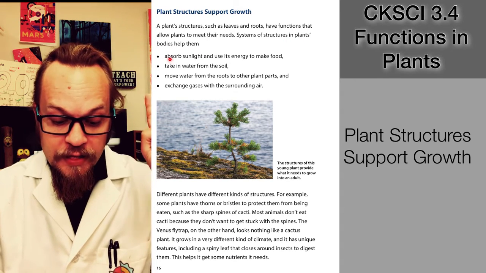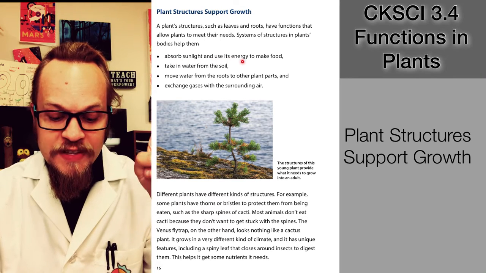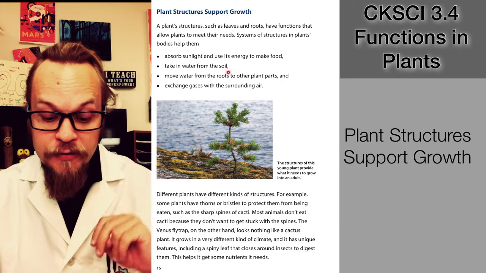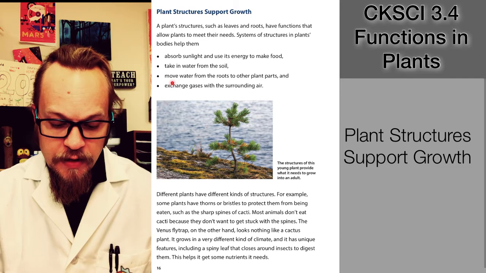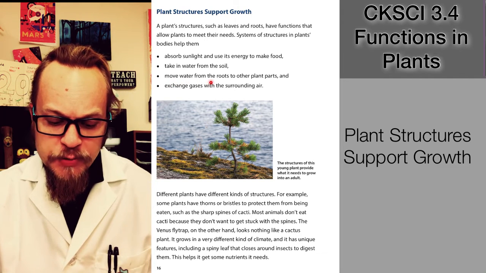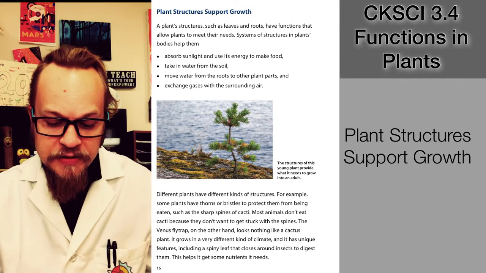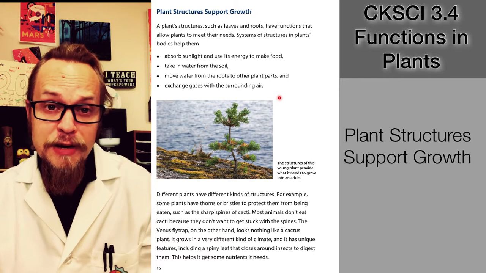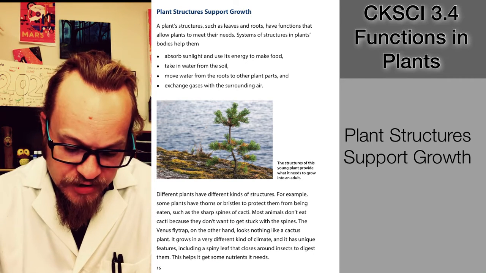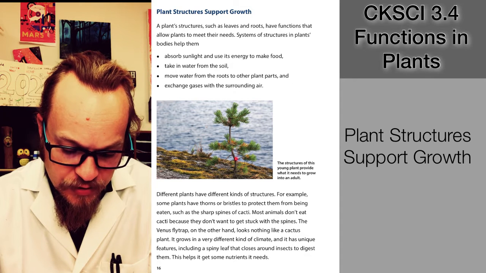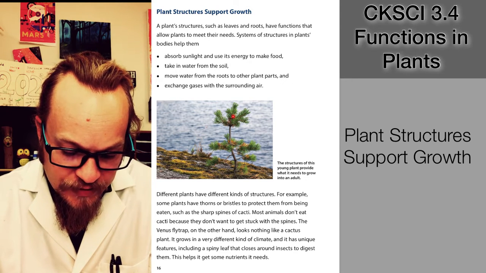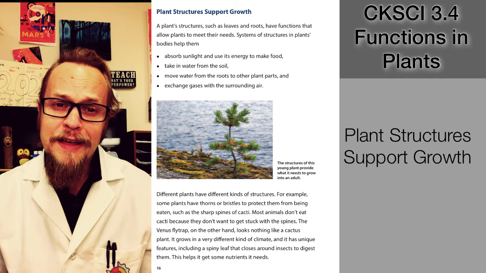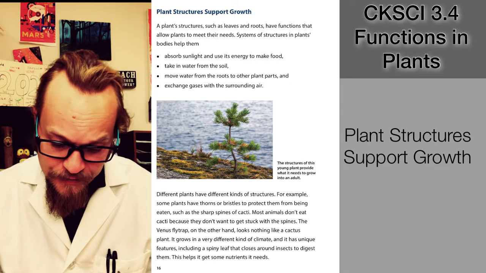For example, leaves can absorb sunlight and use its energy to make food. Roots can take in water from the soil. Inside the stems, it moves water from the roots to other parts of the plant, and its leaves again exchange gases with the surrounding air. So here we have a structure of this young plant that provides what it needs to grow into an adult. We've got green leaves, we've got a strong stem, and under the ground, what we can't see is its roots, all working together to help it thrive and survive.